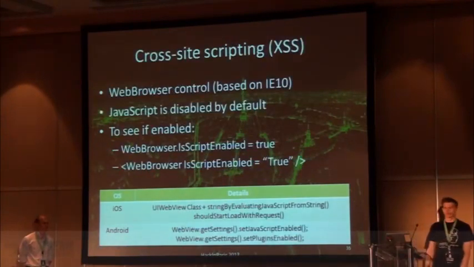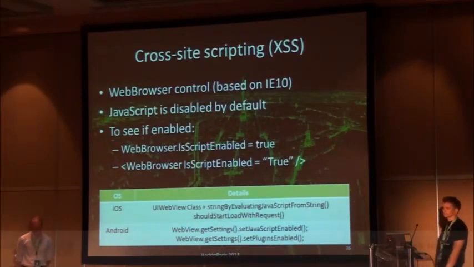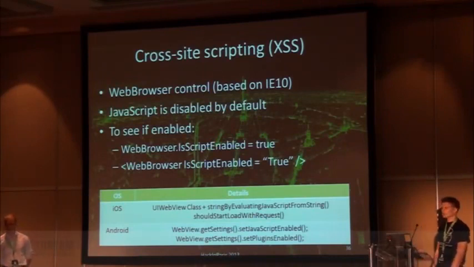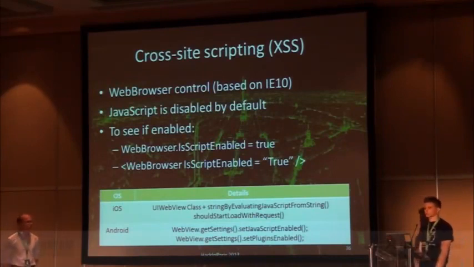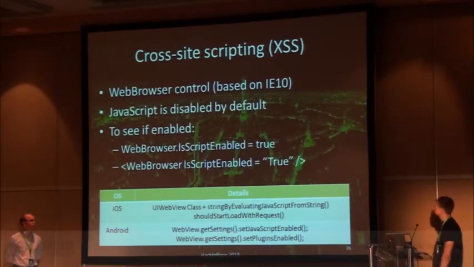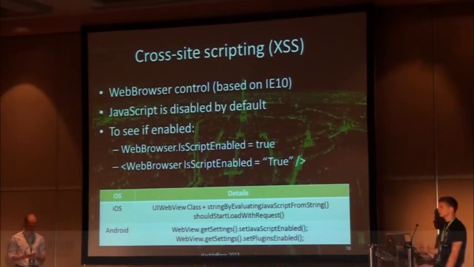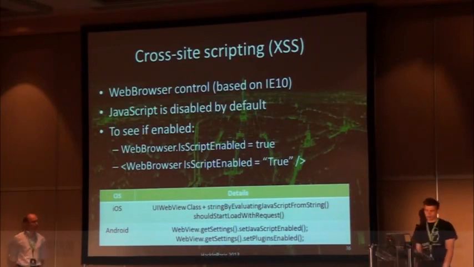Now let's talk about cross-site scripting in Windows Phone. A Windows Phone application can use the web browser control for displaying and processing web content. The web browser control is based on Internet Explorer 10. By default, script execution is disabled. If you are an auditor, the first thing you should check is whether JavaScript is enabled. If so, check input and output data.